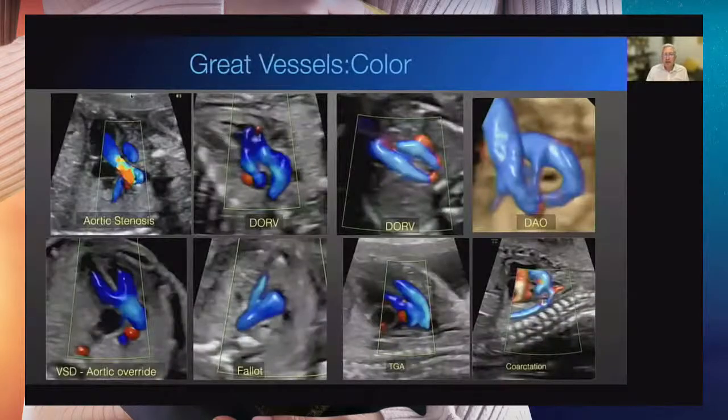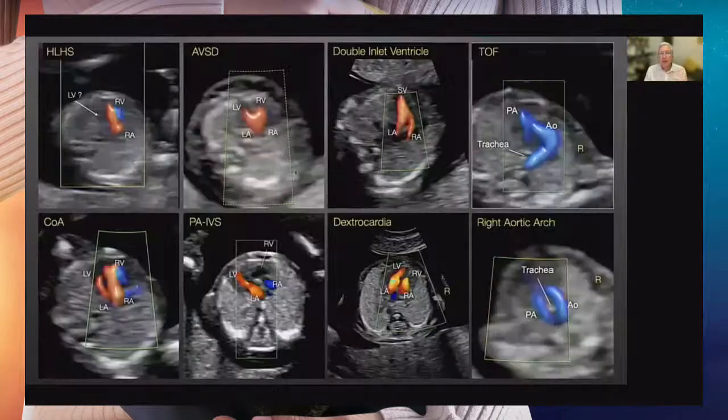And for the great vessels, I showed you examples of aortic stenosis, of overriding of the aorta with the tetralogy of Fallot, transposition of the great arteries. Remember also the coarctation, the right arch versus double aortic arch. And all these features, if you know how to use the color properly, you can use them in registration.